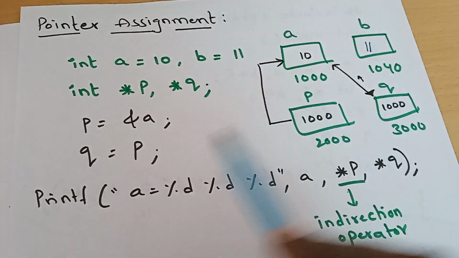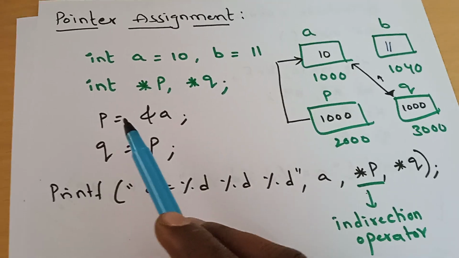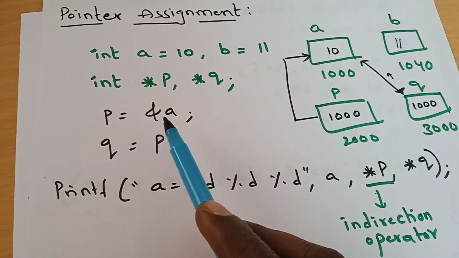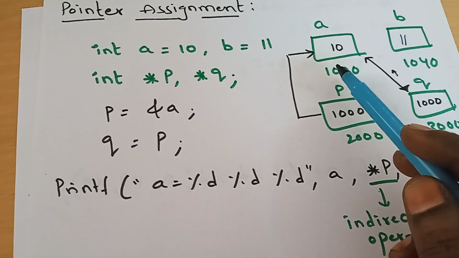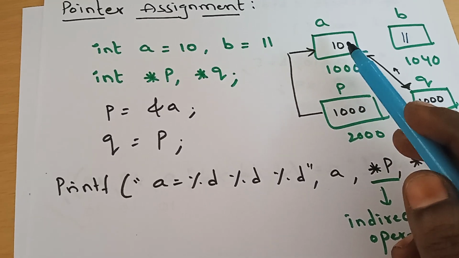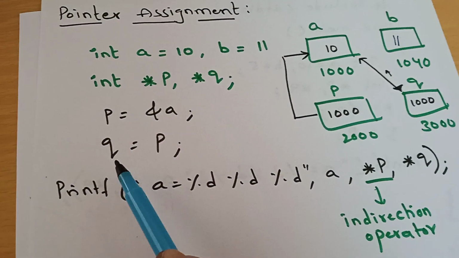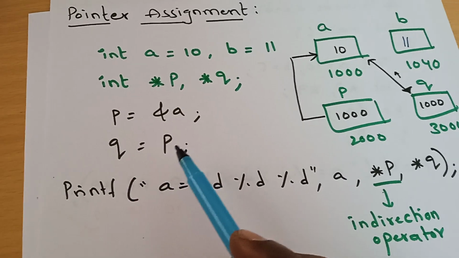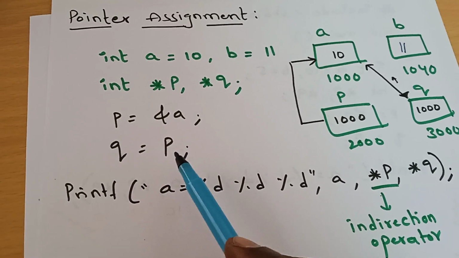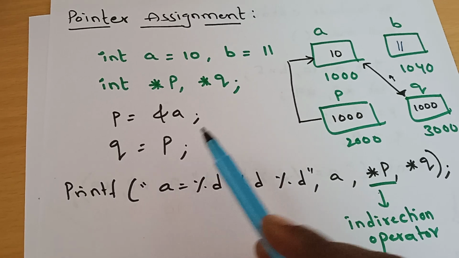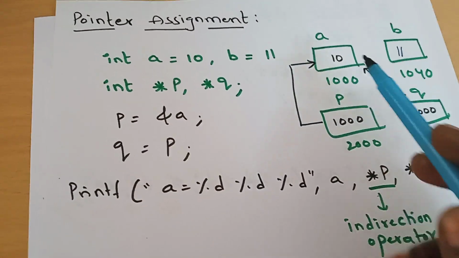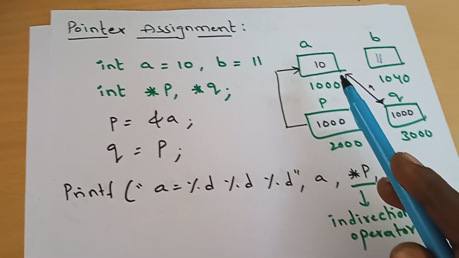Did you understand? p is equal to address of a. p is pointing to the address of a, that is, p is pointing to 1000. What is there in the 1000 location? Value 10. Now q is equal to p. What is p? Address of a. What is the value at the address of a? 10 again, right? Now both the variables are pointing to a.